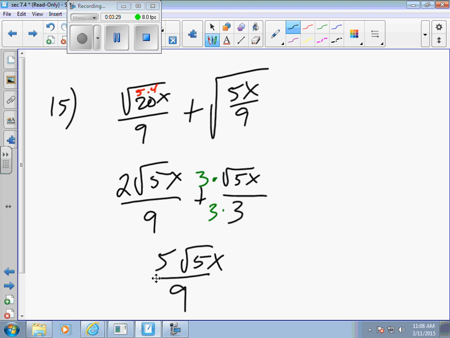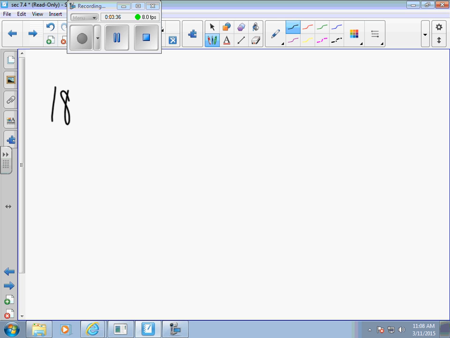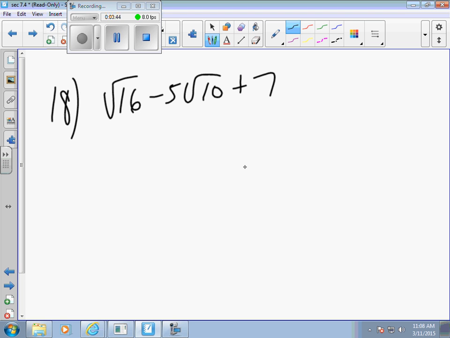Let's take a look now at question number 18. We have the square root of 16 minus 5 root 10 plus 7. Simplifying the square root of 16, it's 4. Make sure when you take the square root of something, you take it out of the radical. And the rest of it stays the same. We can only put things that are alike together. So 4 and 7 make 11.